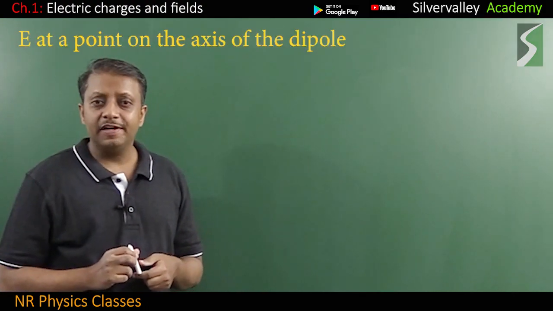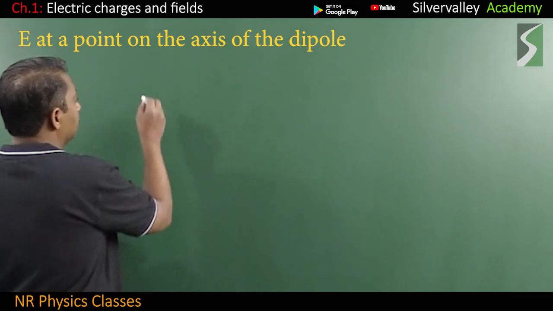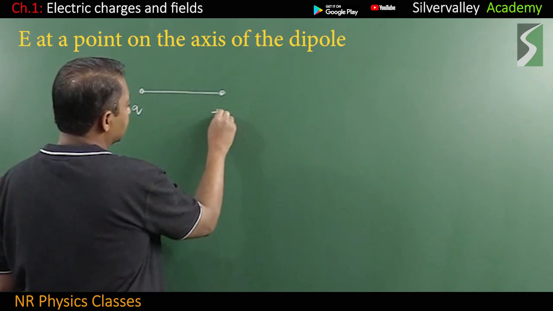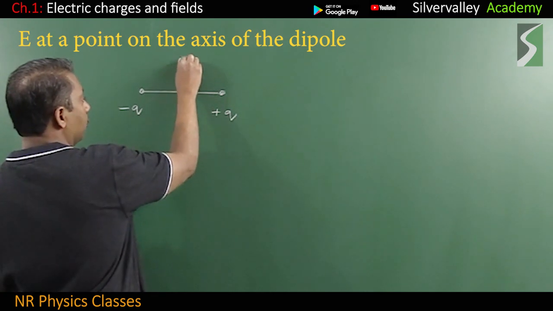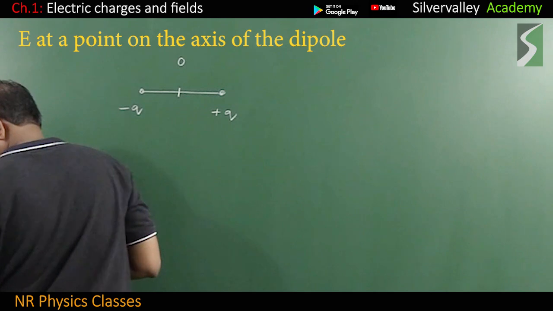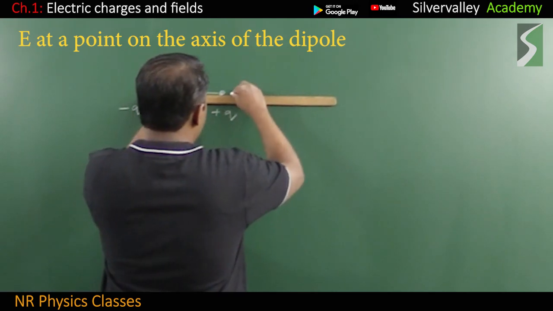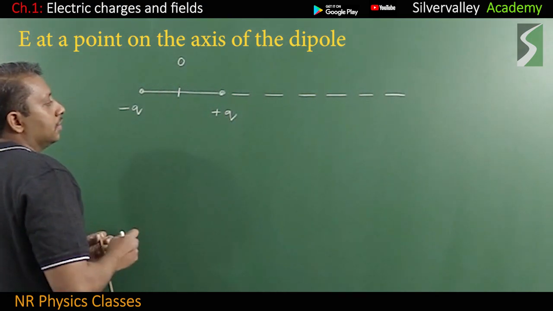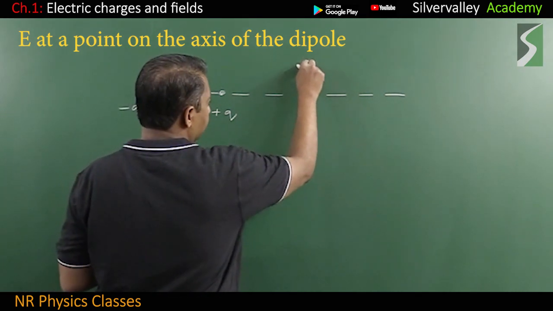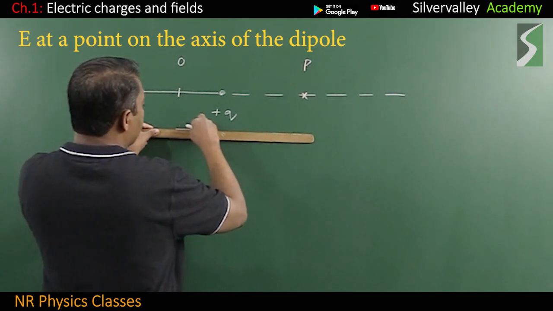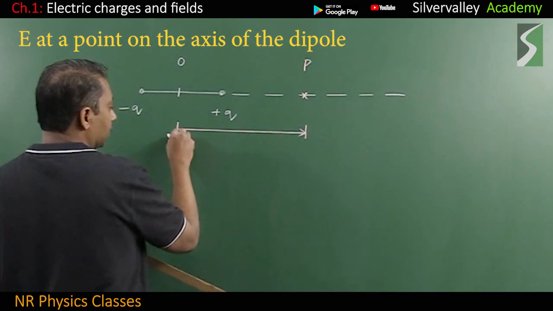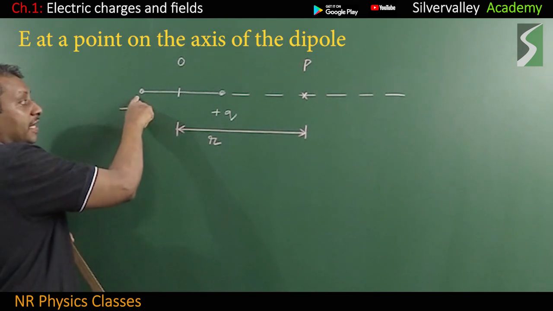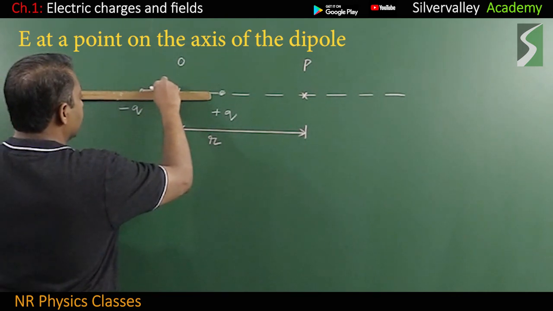Next, electric field at a point due to a dipole. If this is a dipole, minus Q and plus Q, with the center of the dipole, this is the axis of the dipole, and some point P at a distance r from the center. So this distance is r, and this is r. The direction of dipole moment is from minus Q to plus Q. So this is the direction of dipole moment.